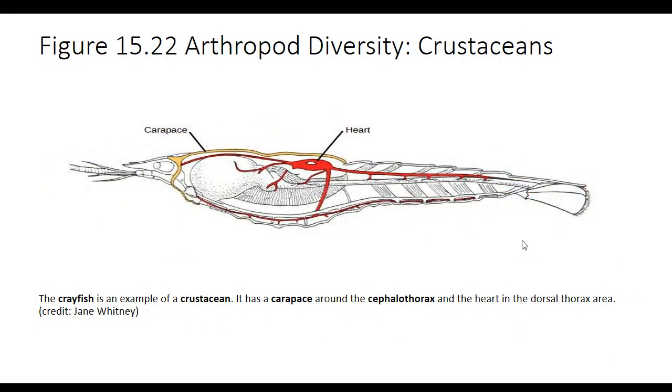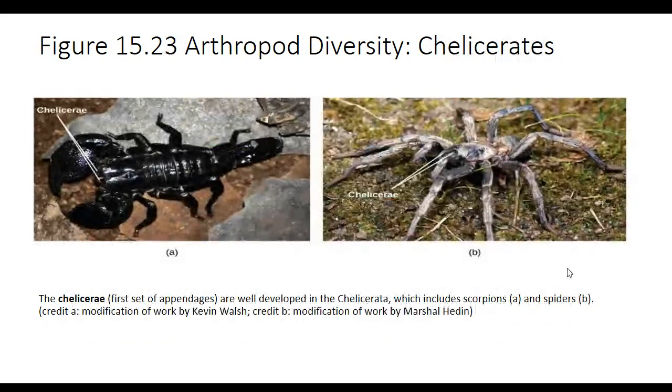Crayfish. This is a crustacean. The crayfishes and lobsters have 10 legs, 5 pairs of legs. They're called decapods. Deca means 10. So that includes the shrimps, crabs, crayfishes, lobsters.